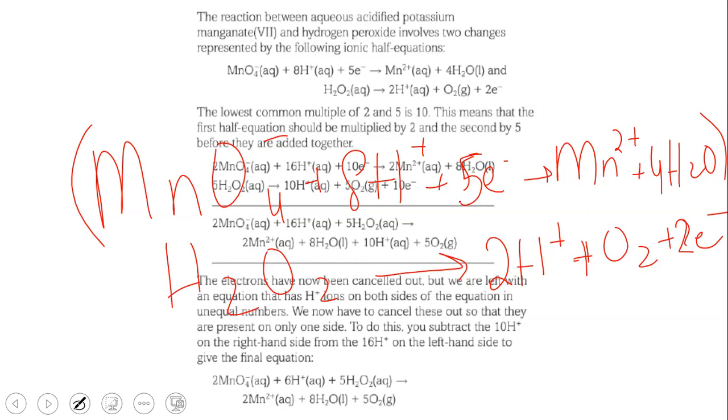Okay, then we can multiply that by 2 and the second one by 5. Exactly. So you multiply this by 2 and you multiply this by 5. So what do you get? You tell me and I'll write the numbers down.